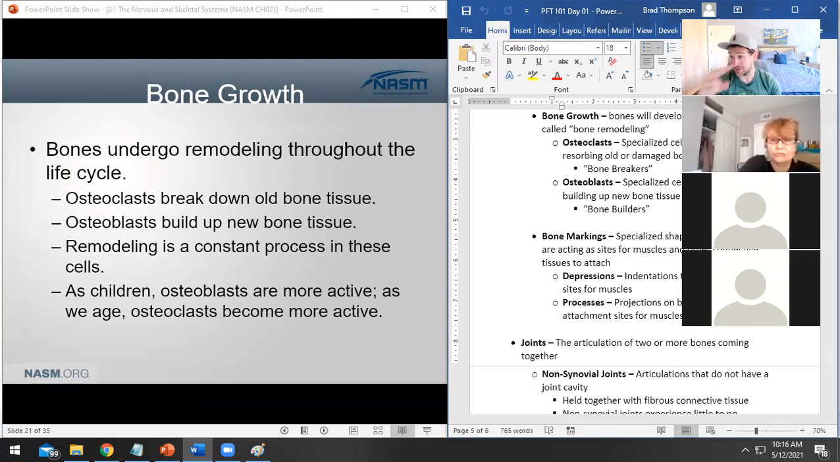Lorianne, we were talking about osteoporosis, right? This is the main section for you right now, right?